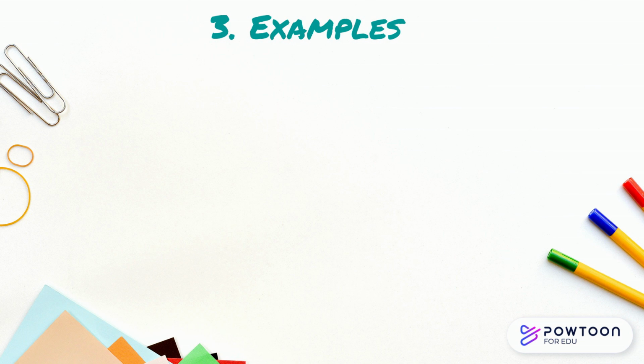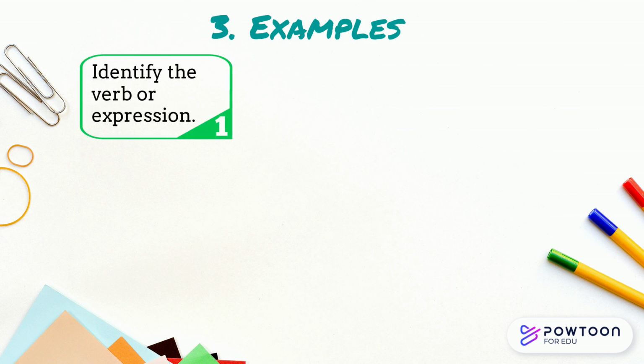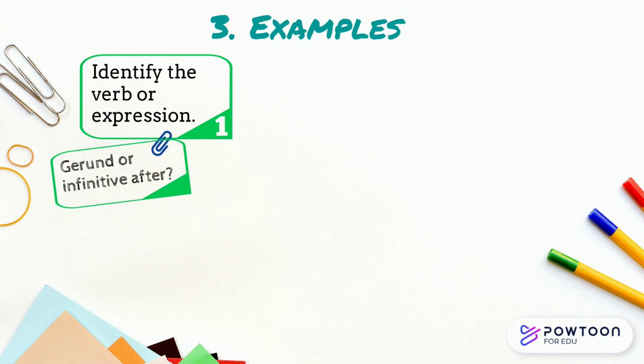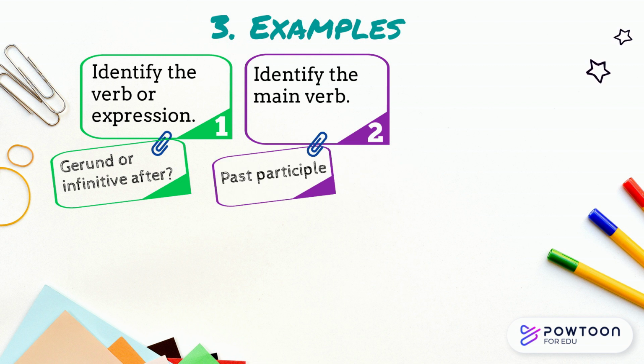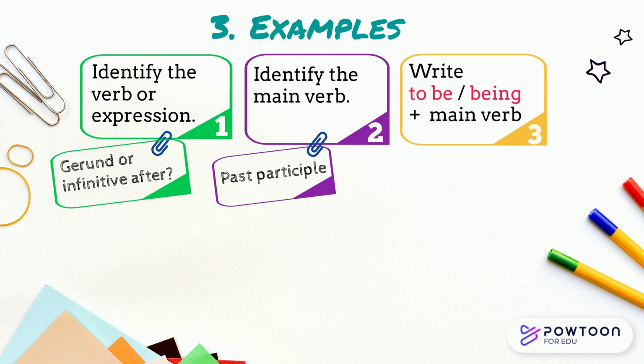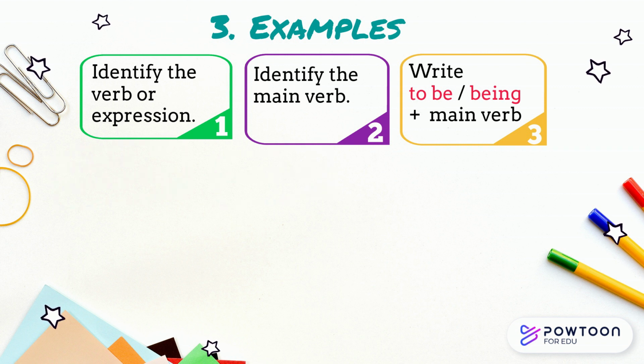So let's see some more examples before we go on. Some steps. Remember always to identify the verb or expression. Does it take a gerund or an infinitive after? Identify the main verb. You know that this one is always going to be in past participle. And of course, remember to write to be or being plus the main verb.